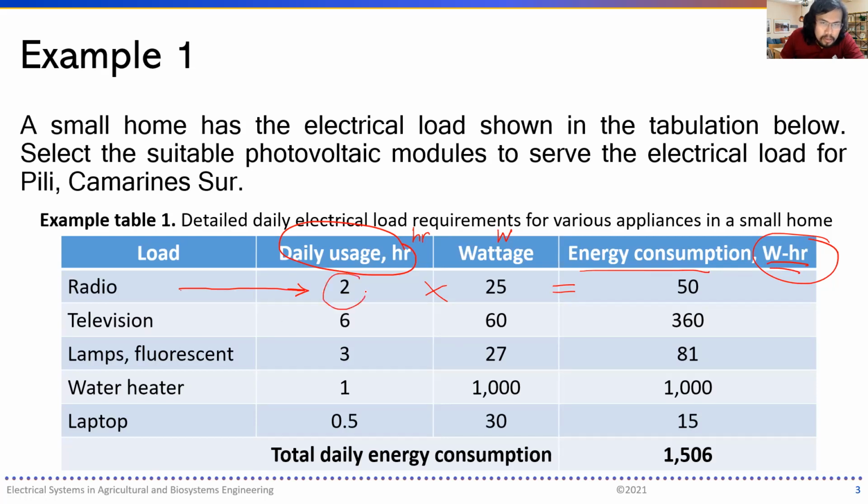Again, these are approximated in the daily use of the equipment or the appliance. And eventually, this would give rise to a value that is the total requirement for that small home.